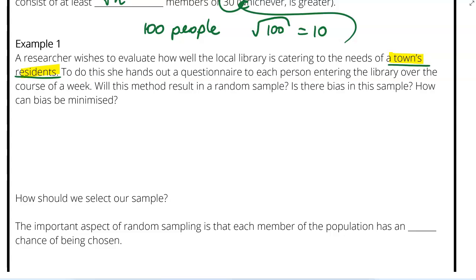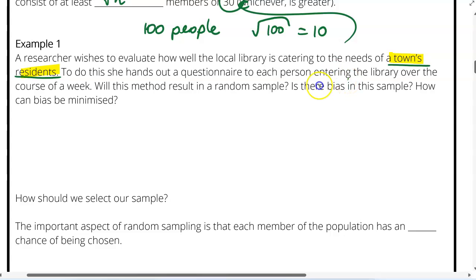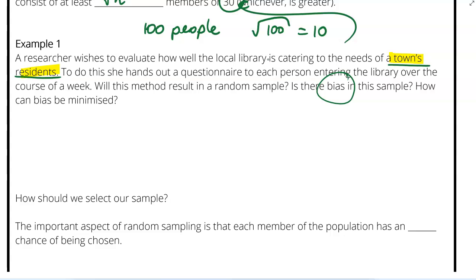But the rest of the town, if they're not attending the library, there might be a reason as to why. Maybe it's not catering for their needs. And so this is actually an example of a biased sample because they're already surveying people that frequent the library rather than a random selection of people across the town. So how could we minimise that bias? How could we possibly select people across the town, not just those that already come to the library anyway? What could we do?